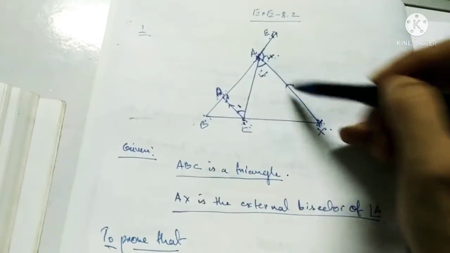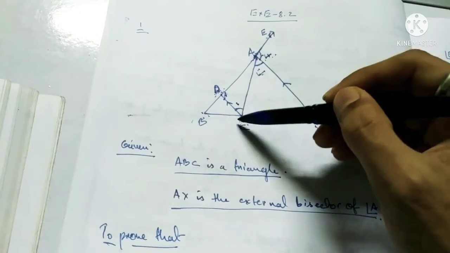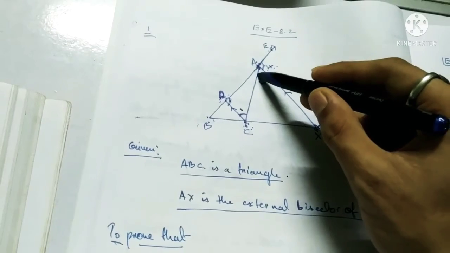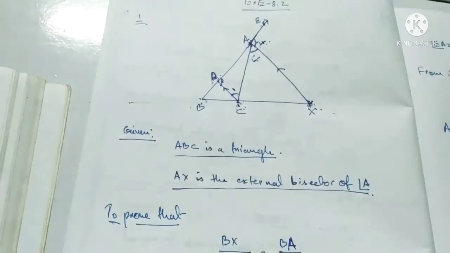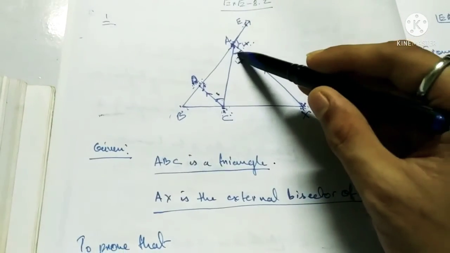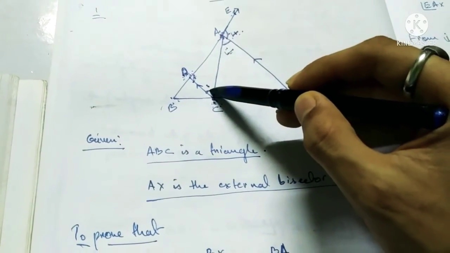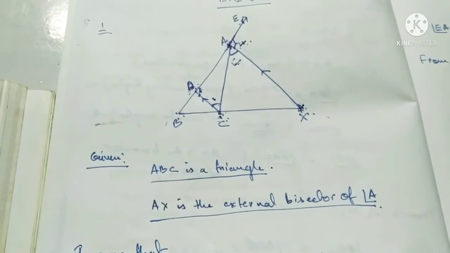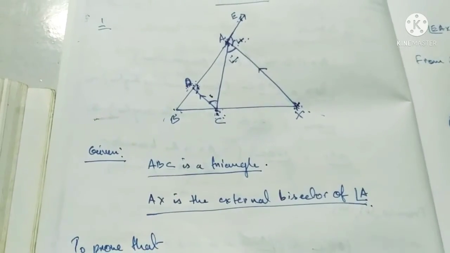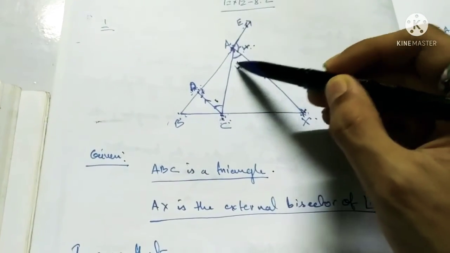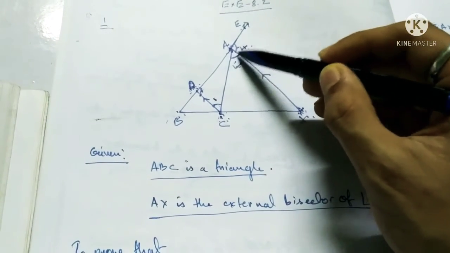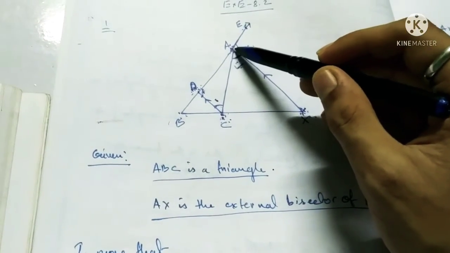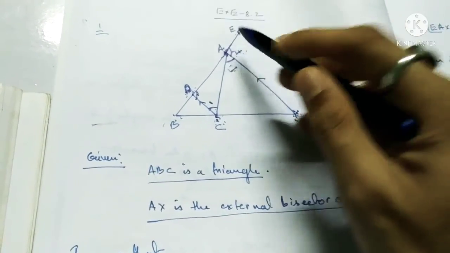Next again, this is parallel to this. If I consider AC as the transversal, then this angle will be equal to this angle, alternate angles. That I can consider as equation number 2. And next, these two angles will be equal because AX is the external bisector of angle A.